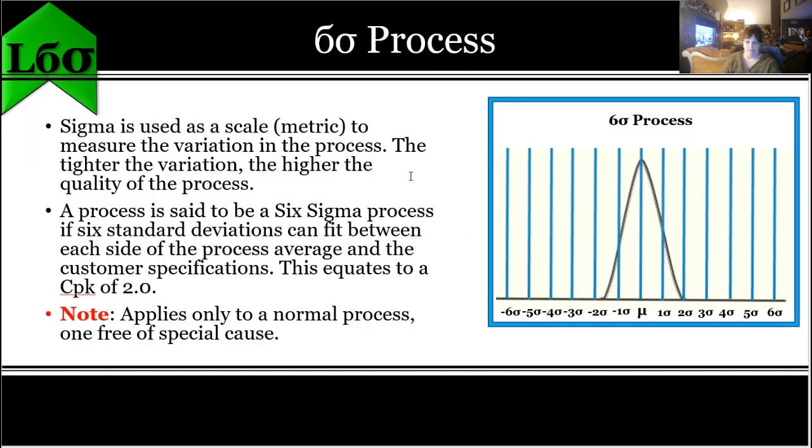Okay, Six Sigma process. Sigma is used as a scale or a metric to measure the variation in the process. The tighter the variation, the higher the quality of the process, because all of your data is hugging together. A process is said to be a Six Sigma process if 6 standard deviations can fit between each side of the process average and the customer specifications. This equates to a CPK of 2.0, and more about CPK later. Note, this applies only to a normal process, one free of special cause. That right there is key.